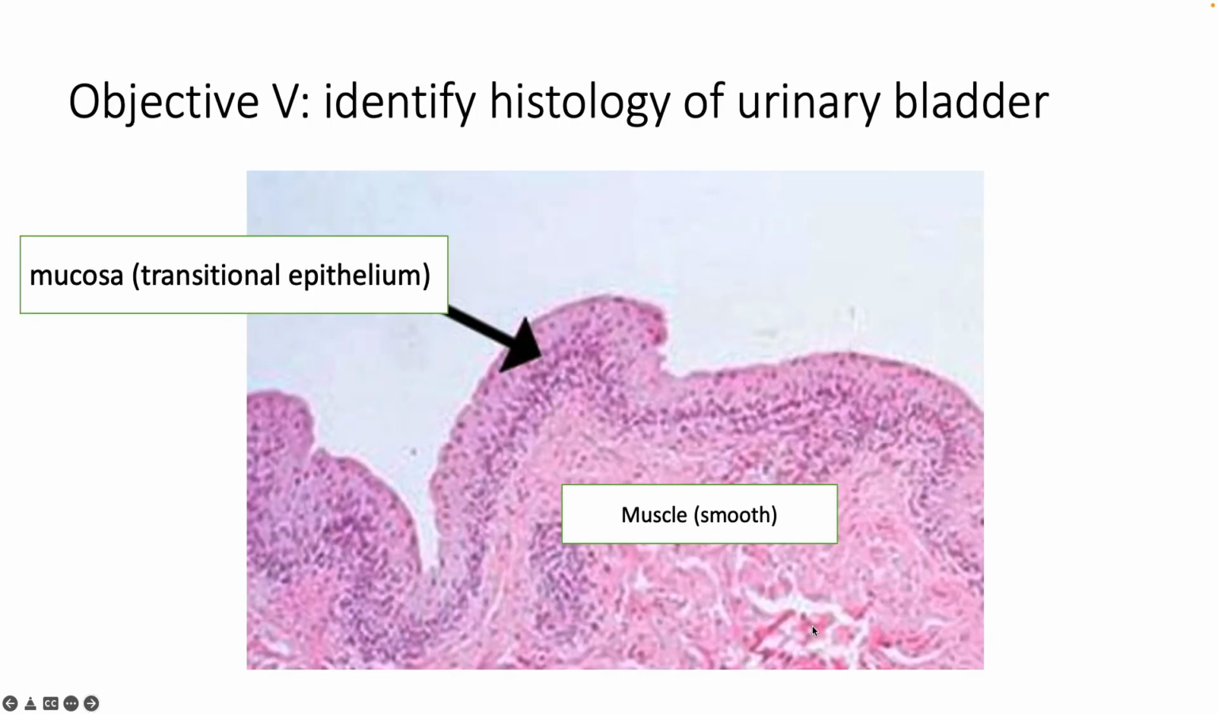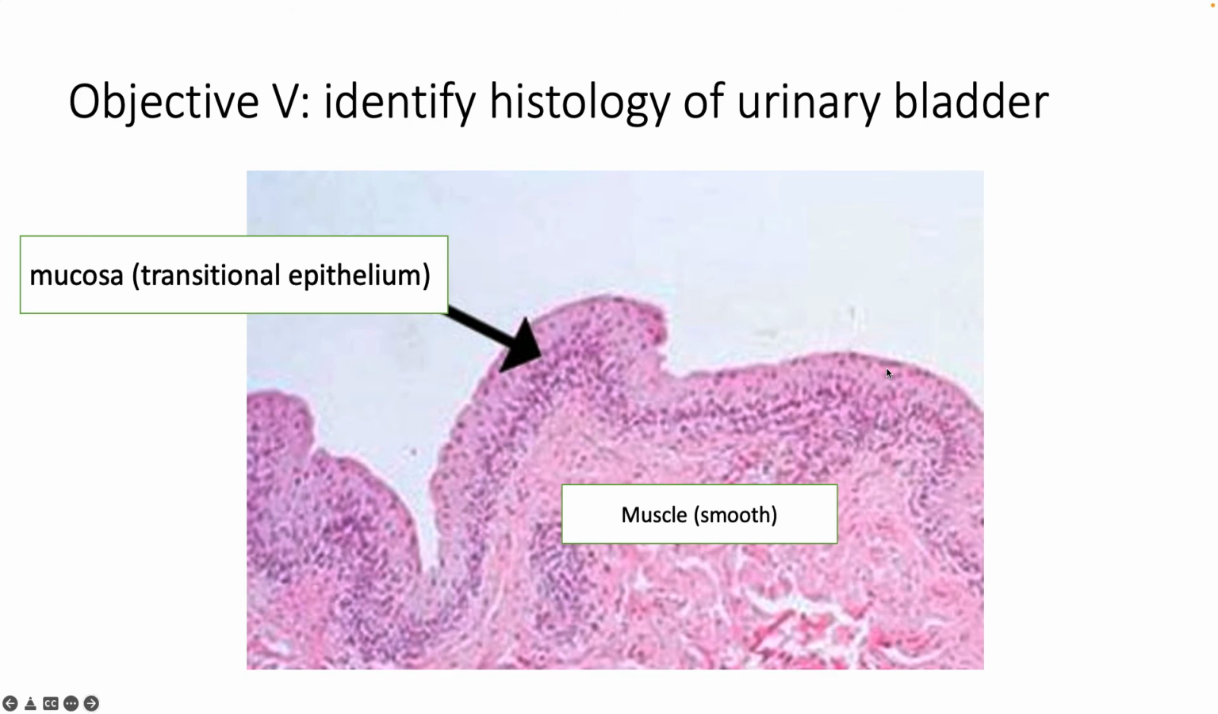Now we can talk about objective 5 with some histology. First, this is a picture of the urinary bladder. It's kind of difficult to determine what you're looking at here. Just be able to know that this is the tissue, this is the space, so this is where the urine would be. The cells directly forming the lining are called epithelial cells.